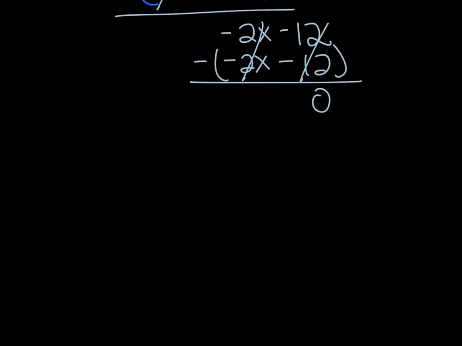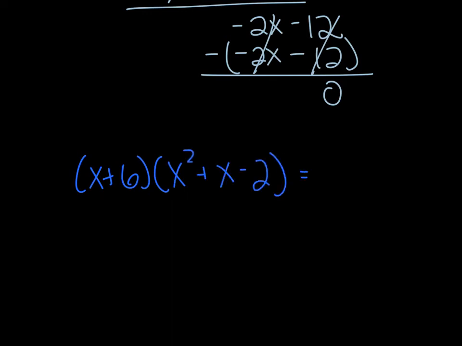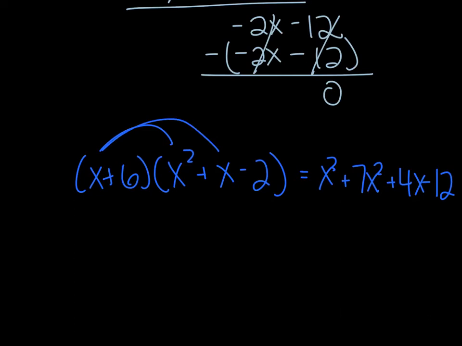So if we scroll down just a little bit, we have x plus 6 times x squared plus x minus 2 is equal to the polynomial we started with. So x cubed plus 7x squared plus 4x minus 12. And if you wanted to test your long division, you could FOIL all your terms through, but you should get back to this.